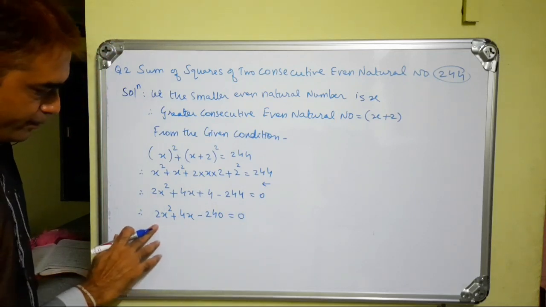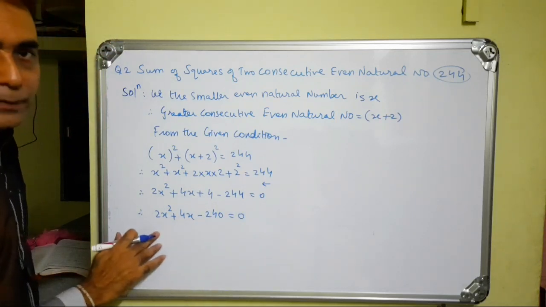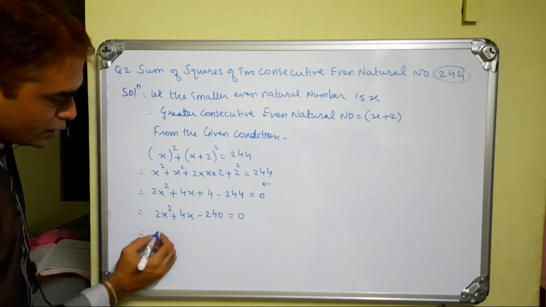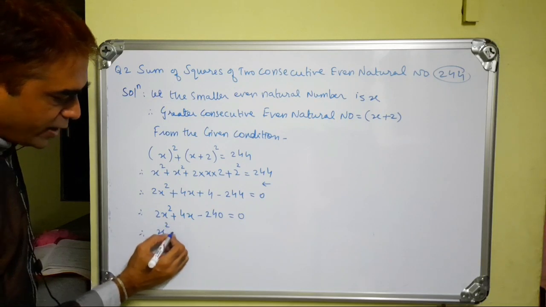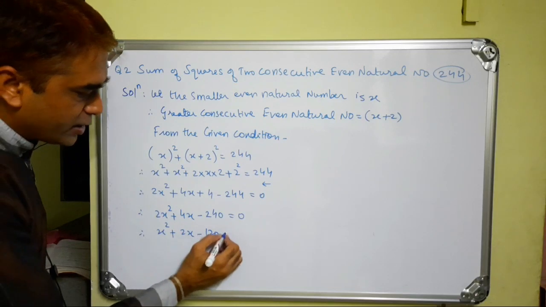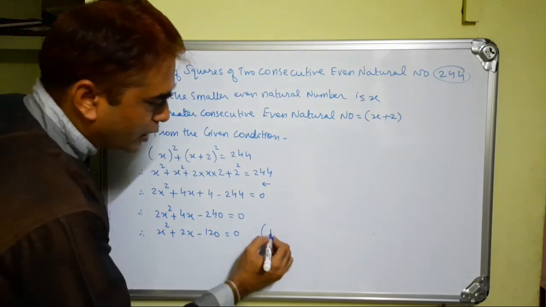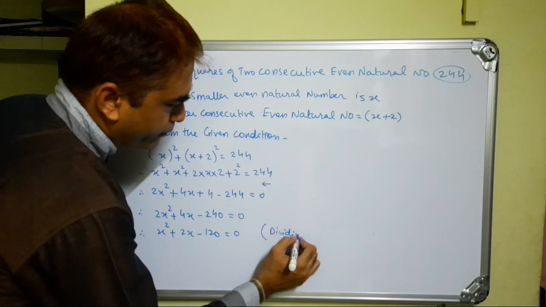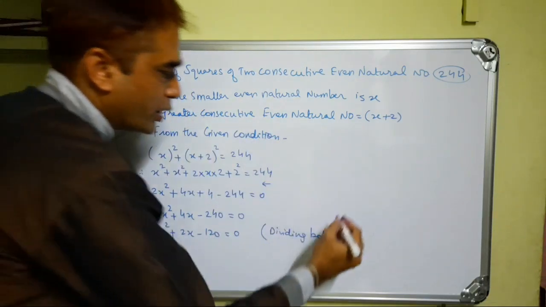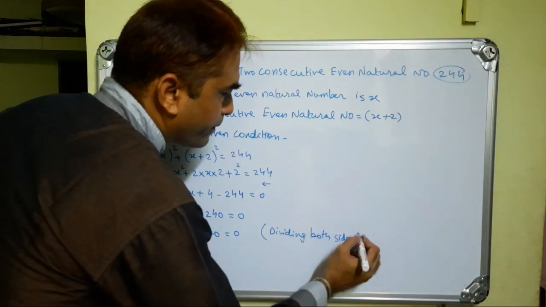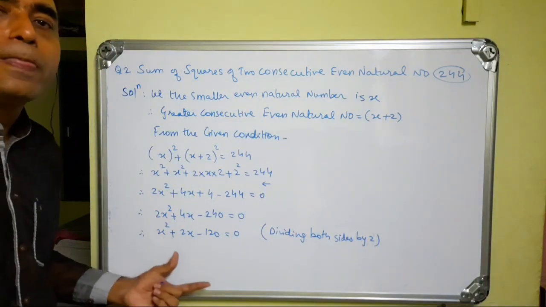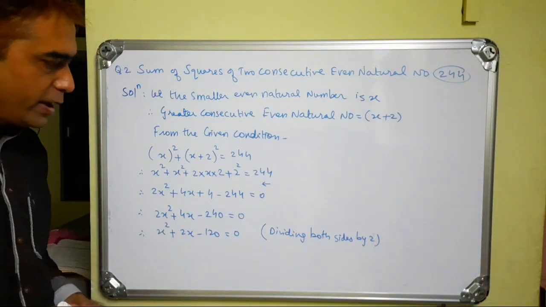Now you can see that 2 is a factor of each term. So we'll simplify it and divide the complete equation by 2. So it will be x square plus 2x minus 120 equals 0. What we have done: dividing the equation by 2, dividing both sides by 2. So we have got this equation. Now hereafter you can easily solve it.